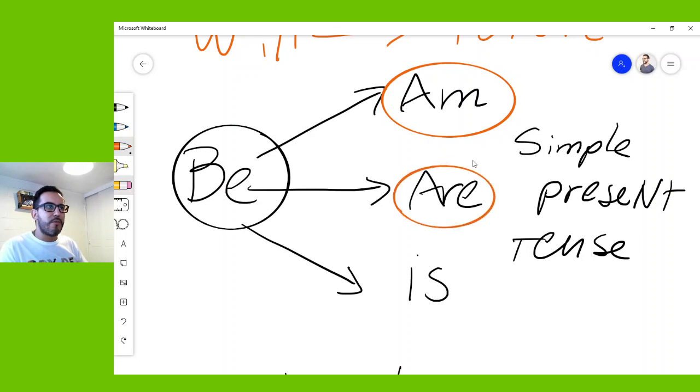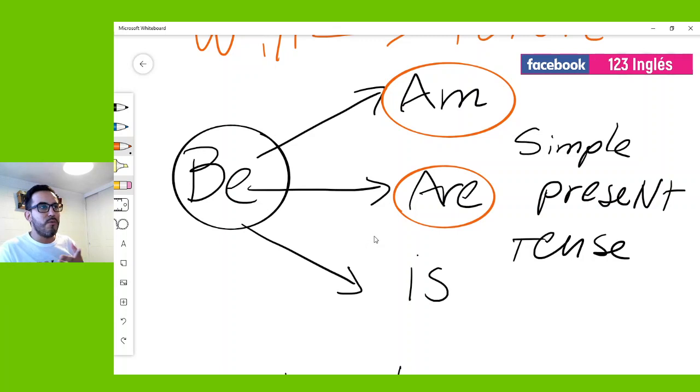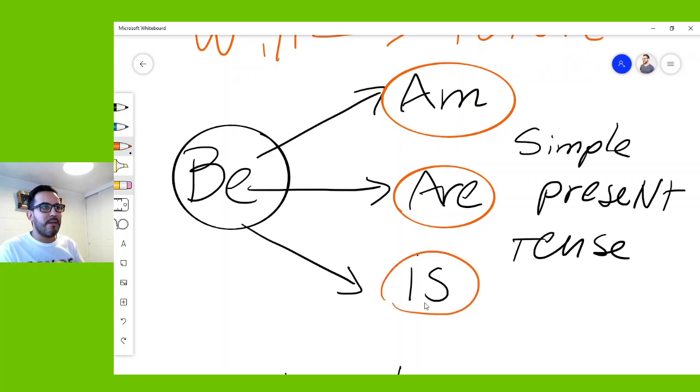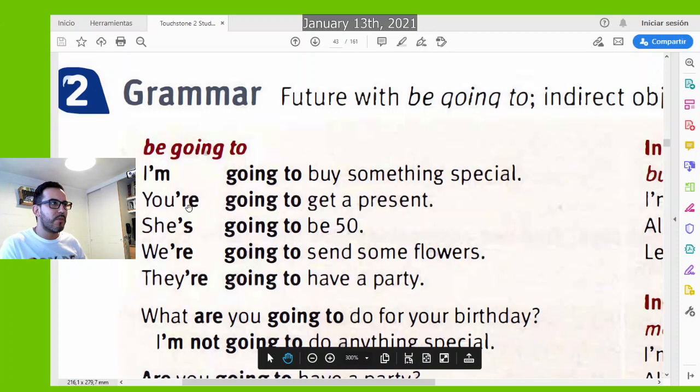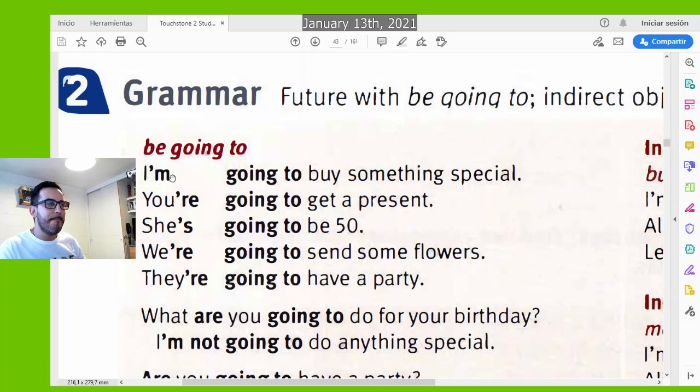El are, la forma are, se utiliza solamente en segunda persona singular, o sea, cuando hablamos de you, cuando hablamos de we y cuando hablamos también de they. ¿Ok? You, we and they utilizan are, esta forma del verbo to be. Y finalmente, el is lo vamos a usar solo con la tercera persona singular, o sea, cuando hablemos de he, she or it. Entonces, si vamos al libro, nos damos cuenta que acá tenemos la abreviación del verbo to be. Am, I am, you are, okay, you are, she is, we are, and they are.